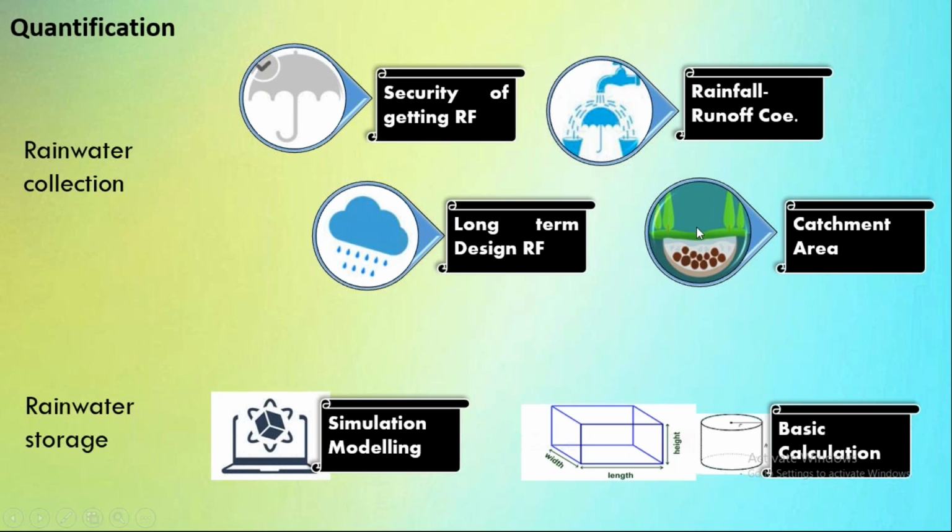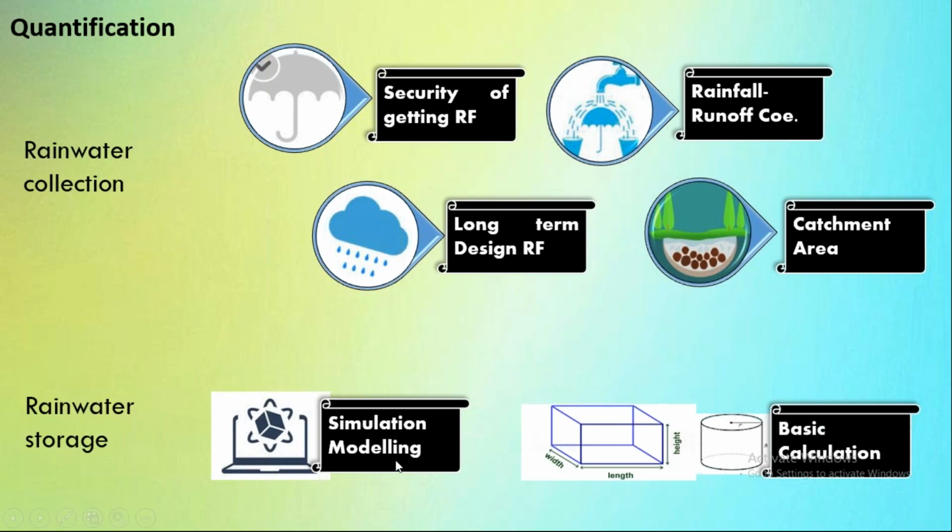Then catchment area: we have to calculate how much area will be required for our capacity or demand satisfaction. If there are two or three types of area, some concrete land, some agricultural land, or some roof land, then we have to calculate how much part from which area we have to take in rainwater harvesting, as per our demand.